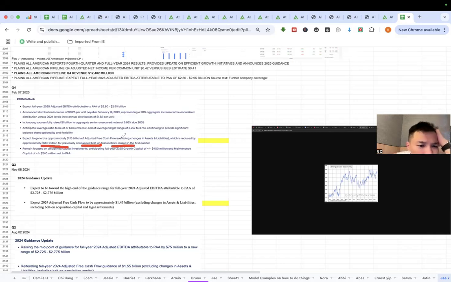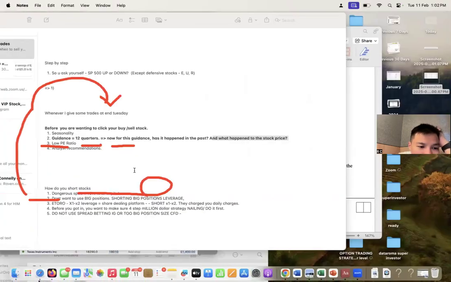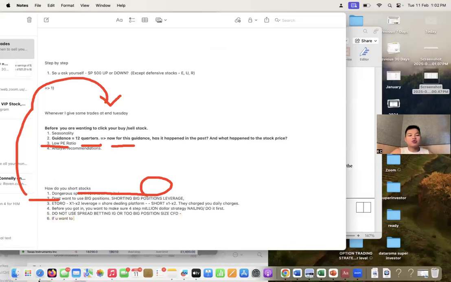So now, if I want to short stocks, I want everything to go down. Now, because the EBITDA that I have here is going up, it's not a very good time to short this stock, okay? Because it's going up. So I'm just gonna write that down. You want to write that down. If you want to short stocks, you want all guidance to go down.